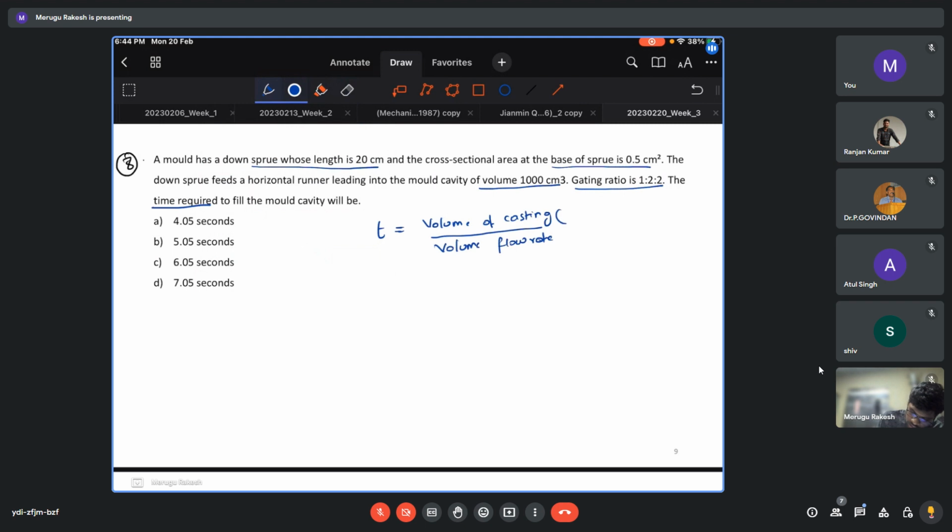So if I take this in centimeter, since here everything is in centimeter, I'll take centimeter cube. So volume flow rate will be centimeter cube per second, so I will get T in seconds. So this is the formula for pouring time to fill the cavity. Okay, this should be in mind.